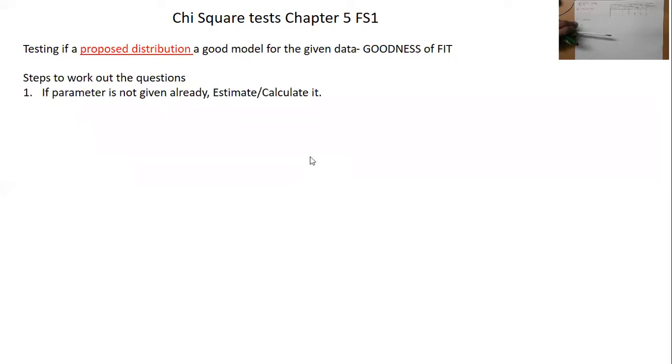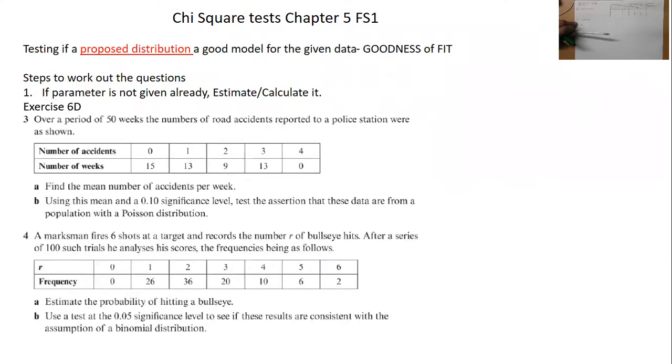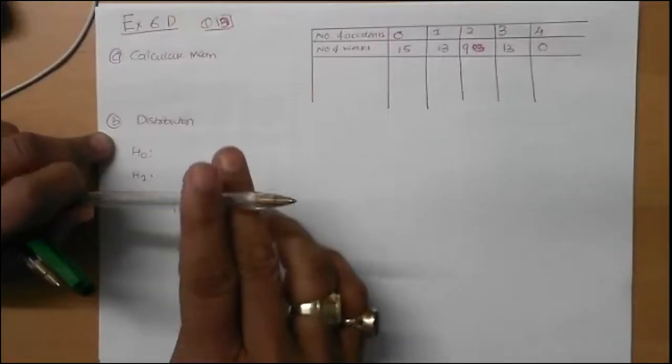So, steps to work out these questions, guys. I've just tried to give you some steps here. If the parameter is not given already, estimate it, calculate it. Okay, so in exercise 6D, there are question number 3 and question number 4, and we'll be starting with these questions on this topic. I'll start with question number 3 of the exercise.